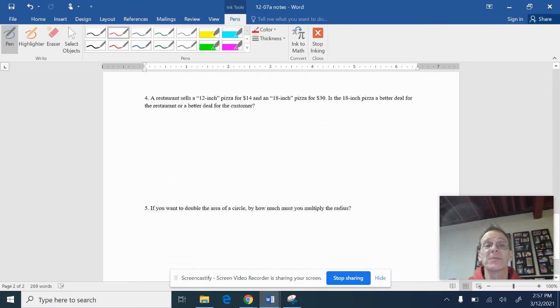Let's do 2 more problems. And again, here's a problem that students would spend a long time on, and they would get it completely wrong if you didn't learn this bit about the ratios of areas and the ratios of lengths. Okay? Restaurant sells a 12-inch pizza. 12-inch. Is that a length or an area measurement?